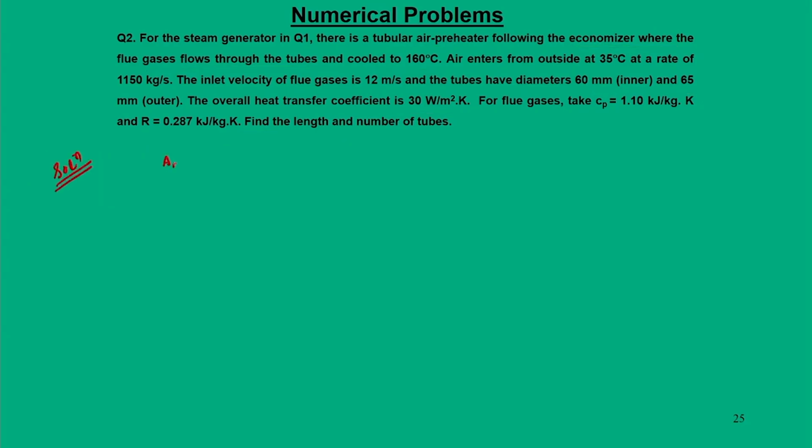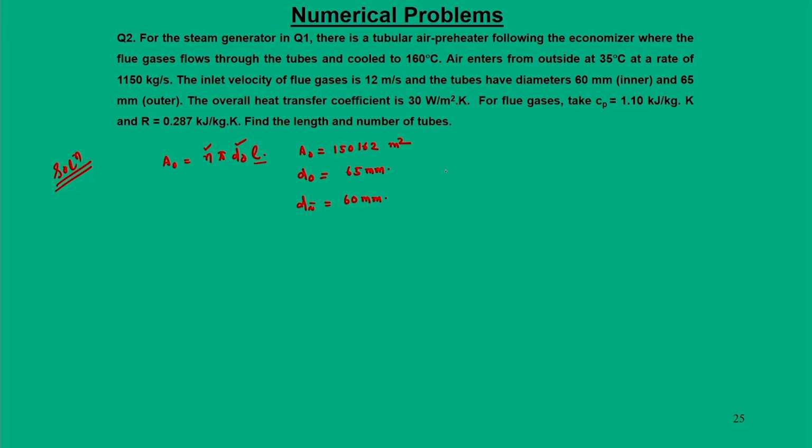we have this A0 is nothing but n into pi d0 into L, that is length of the tube, outer diameter, number of tubes. So, we have A0 already calculated, that is 150162 meter square, d0 is given as outer diameter 65 mm, di is also given 60 mm. So, di is required because we need to find what is n.